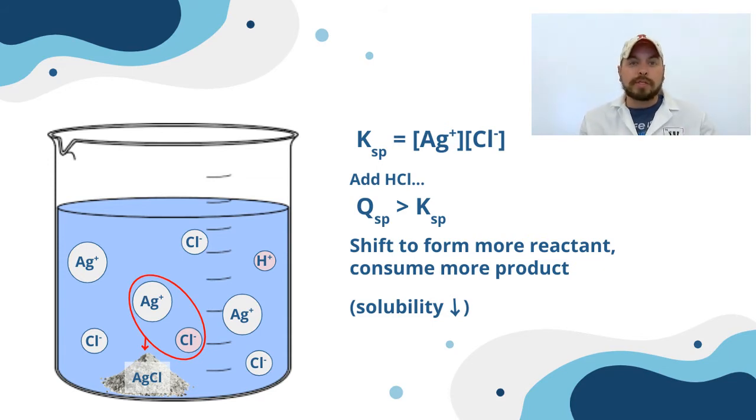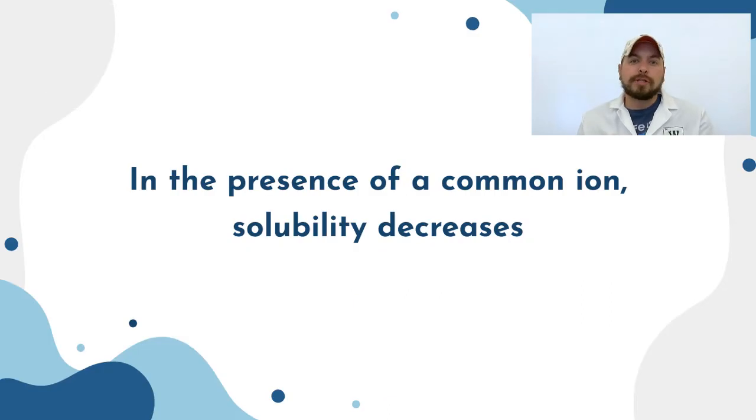So by increasing Q, we're going to make it larger than K, which is going to increase the rate of the reaction in the reverse, shifting the reaction in the reverse direction, thus creating more of our precipitate. By shifting the reaction towards the solid, what that means is that in the presence of a common ion, solubility decreases, because less of that solid will be considered to have dissociated.